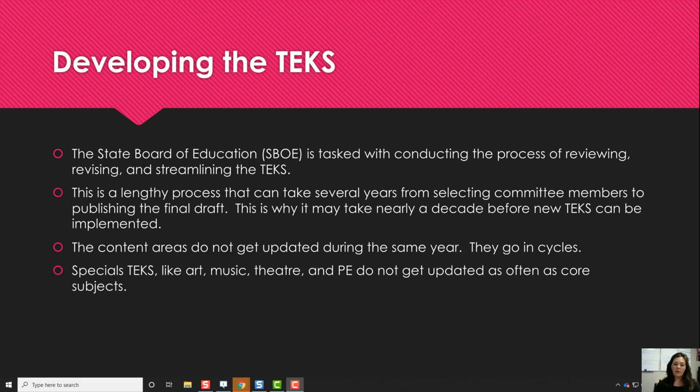If you look at the different content areas, you'll notice that they go in cycles. They don't all get renewed at the same time. The specials TEKS like art, music, theater, and PE do not get updated near as often as the core subjects, mainly because they're not tested and there's not a lot of federal mandates that the states have to follow.